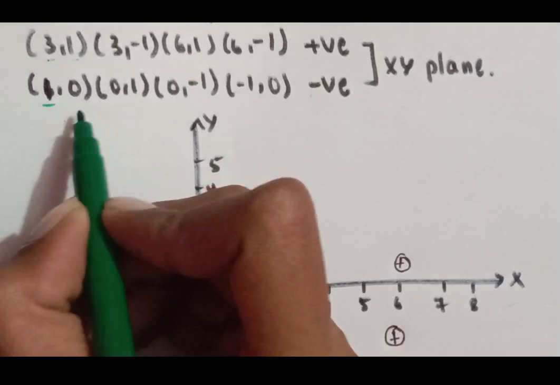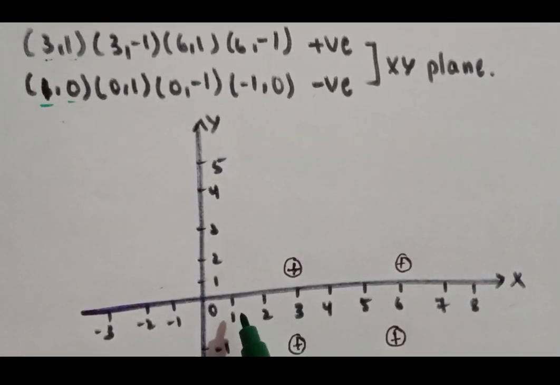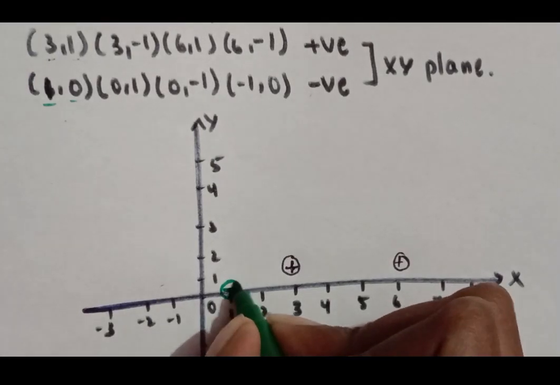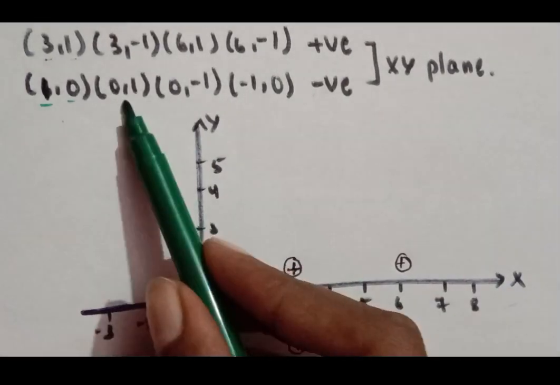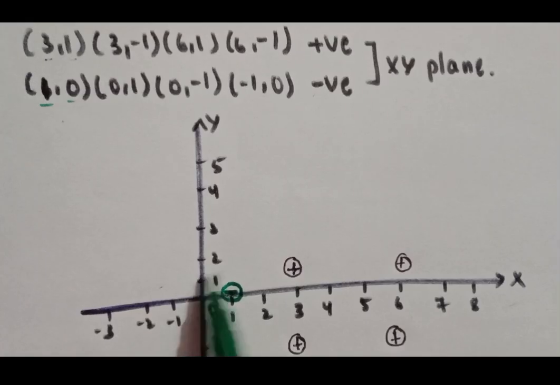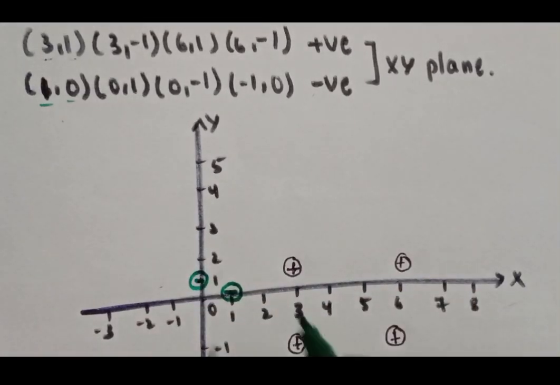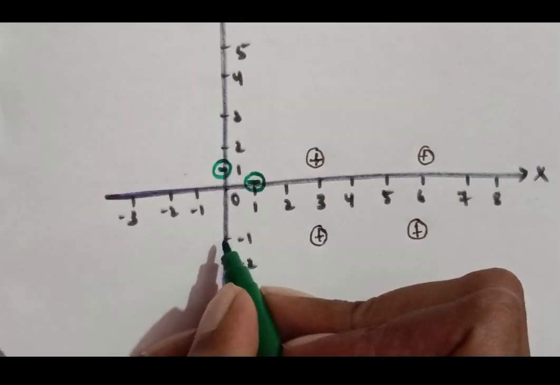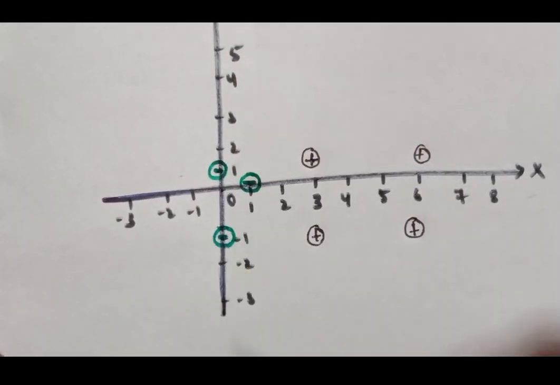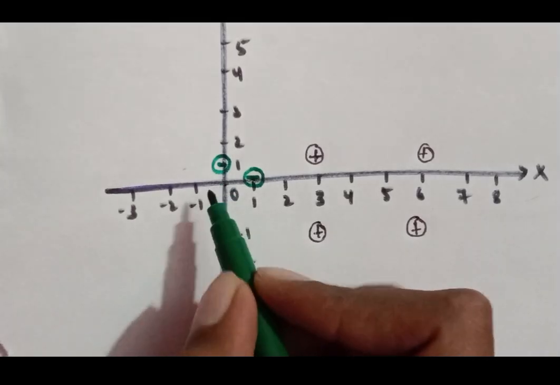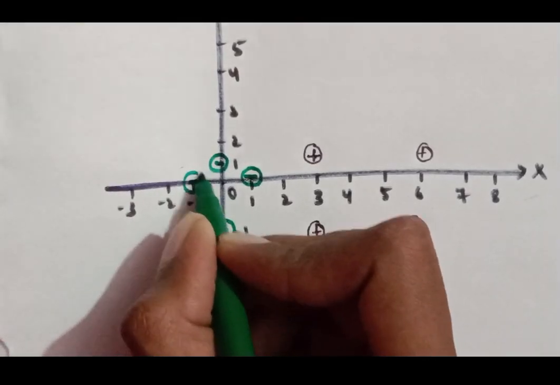As I've already told, this is x and this is y. So (1, 0), which is on the same path. I'm going to mark here, which is a negative point. Next, (0, 1). So I'm going to mark negative on this point. So next, (0, -1). I'm going to mark over here. Next is (-1, 0), which is on this plane.